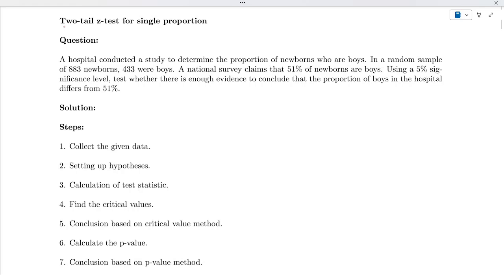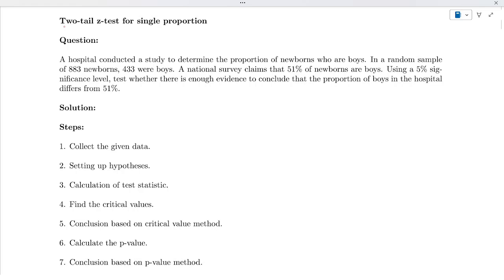So the question says, a hospital conducted a study to determine the proportion of newborns who are boys. In a random sample of 883 newborns, 433 were boys. A national survey claims that 51% of newborns are boys. Using a 5% significance level, test whether there is enough evidence to conclude that the proportion of boys in the hospital differs from 51%. So, what is the story going on here?